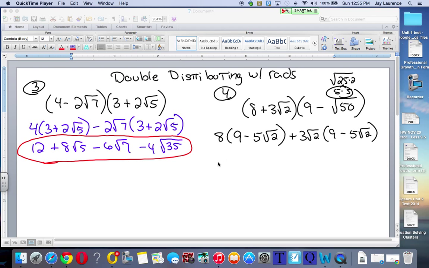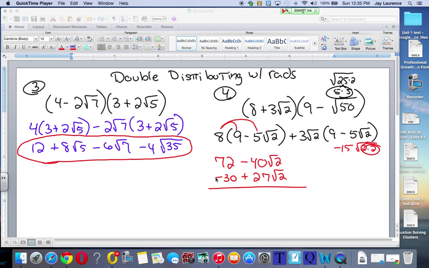Okay, so I'm going to do some distributing, and I'm going to get a 72, right there. And I'm going to get a minus 40 rad 2. And then here, I'm going to get a 27 rad 2. Well, I'm going to do it this way for those of you who like to do it vertically. 27 rad 2. And then here, I'm going to get 3 times 5. I'm going to get negative 15, but I'm going to get a rad 2 times 2. The 2s will leave the house. I'm going to get a minus 30. And so lining them all up will get me a 42 minus a 13 rad 2.